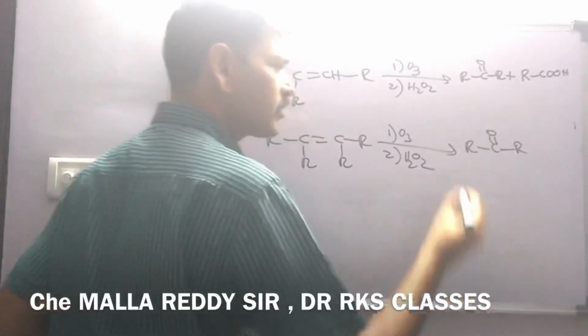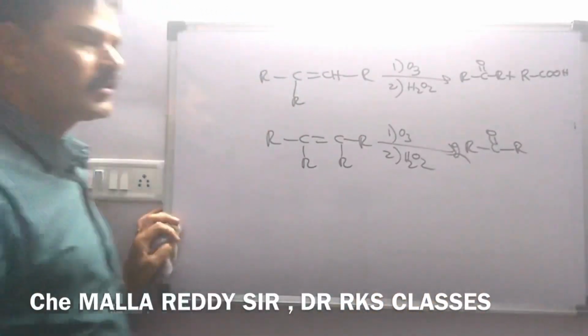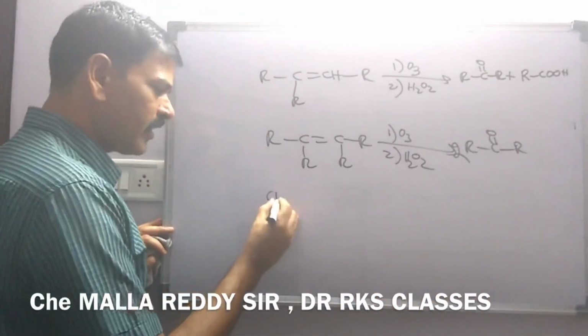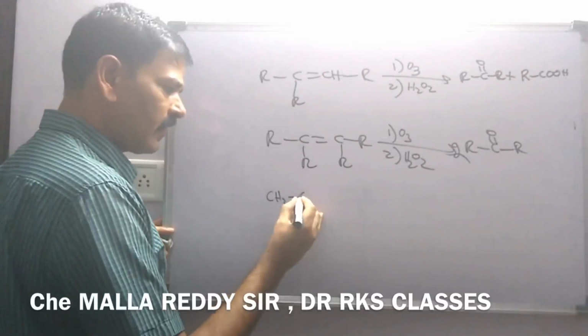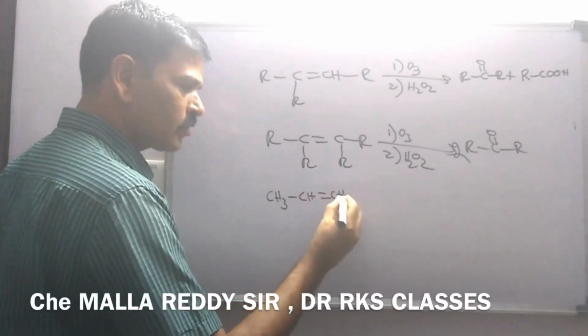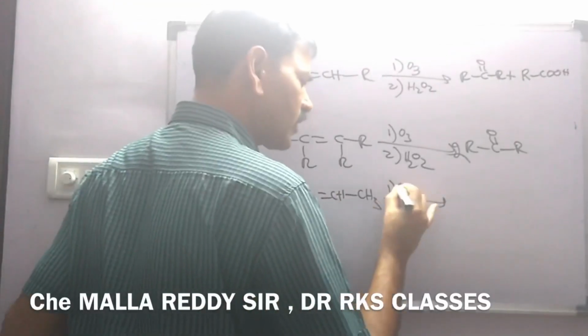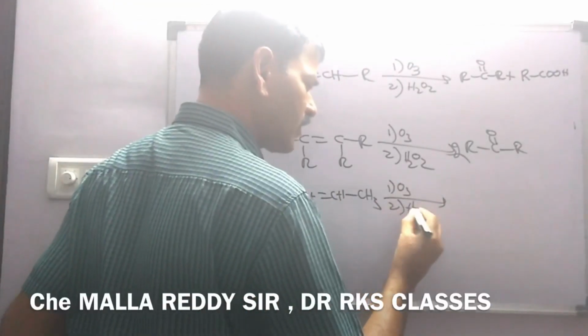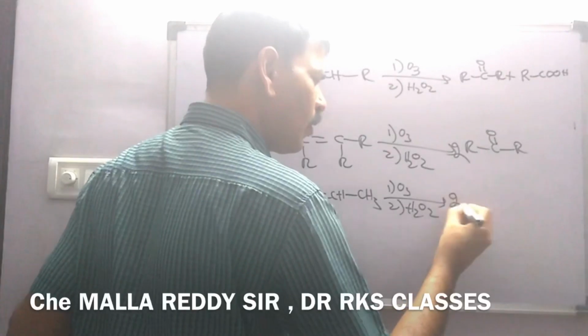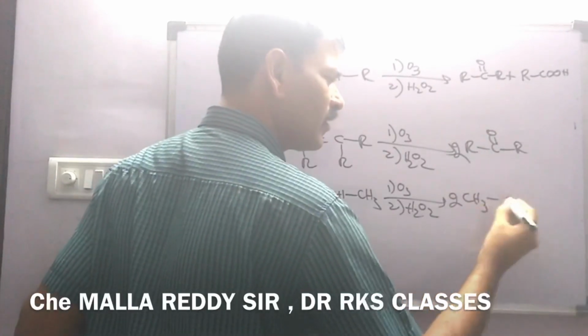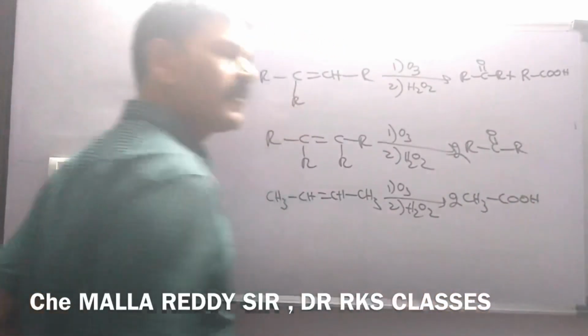For example, just observe here CH3 CH double bond CH CH3, 2-butene again. 2-butene on oxidative ozonolysis, you are getting 2 moles of acetic acid.